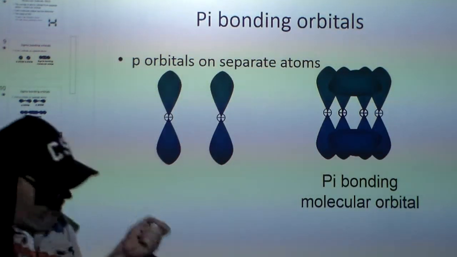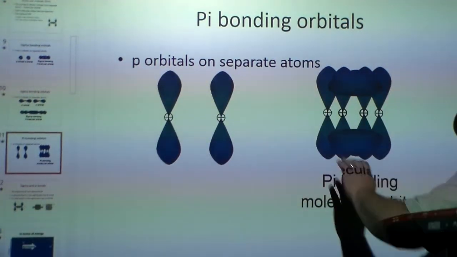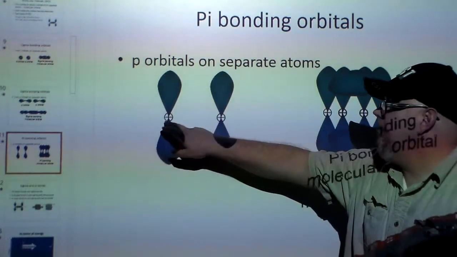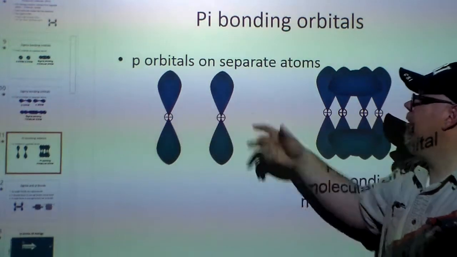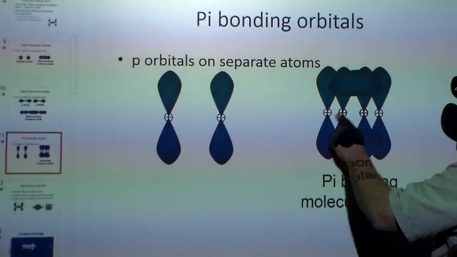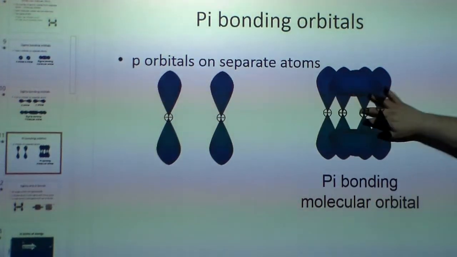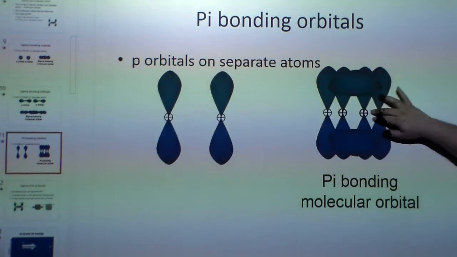Well, this has to do with p orbitals on separate atoms. So here's an example. We got 2 atoms here. Here's the nucleus of one. Here's the nucleus of another. Okay, now imagine if we can combine them together like this. Now the sigma bonds would run underneath here. They would run in between the atoms.